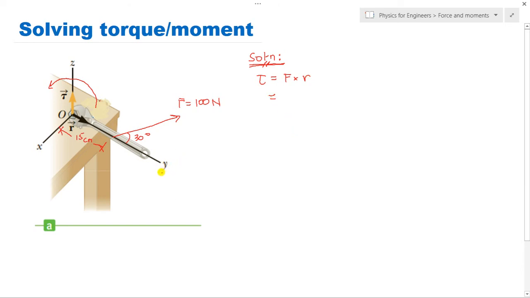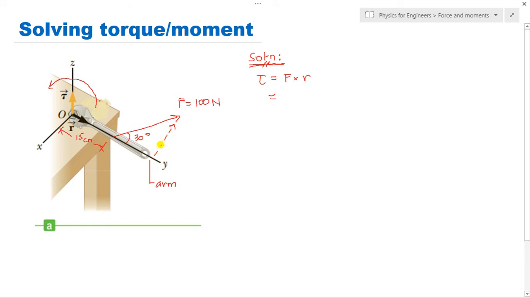Okay, we are going to resolve the force. Since torque is always perpendicular to our moment arm, this is our moment arm class. So since the force is not yet perpendicular, we will resolve it. So it now has components here.